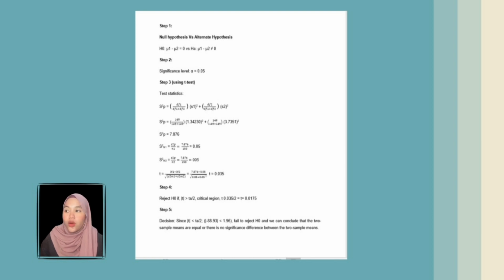The first step is we use null hypothesis versus alternate hypothesis. The second step is we use the significance level, alpha, at 0.05, and after that step 3 we use the test statistic. After we calculate the answer, step 4 is we need to reject or not. After step 4, the last step is we make the decision and we conclude the calculation on the table.